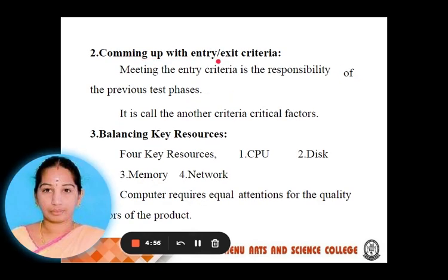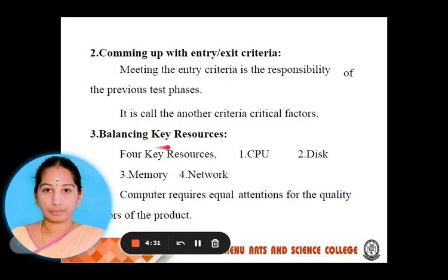And the next one is coming up with entry or exit criteria. Meeting the entry criteria is the responsibility of the previous test phases, and it also covers other critical factors. So it is mainly entry or exit criteria. It is mainly focused on the responsibilities of the testing phases. So previous test phases also are carried out for entry and exit criteria.